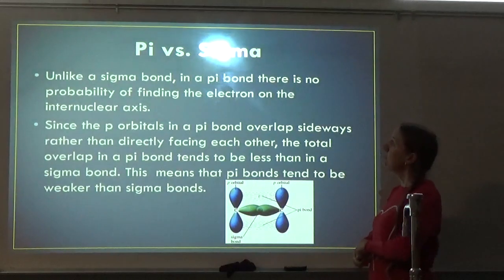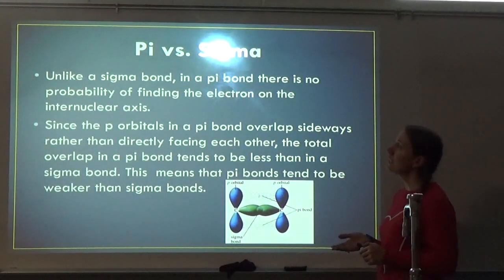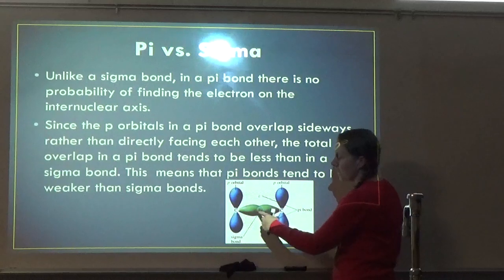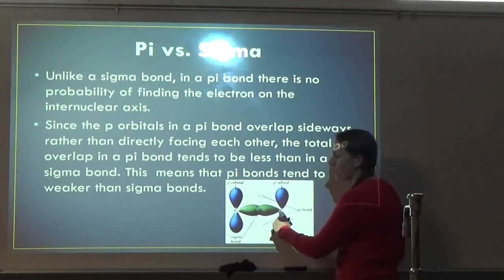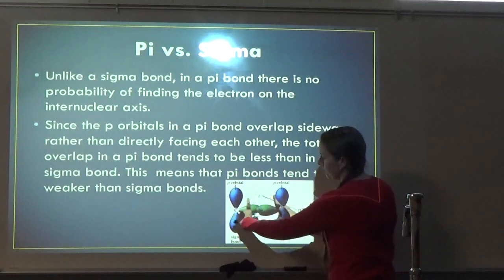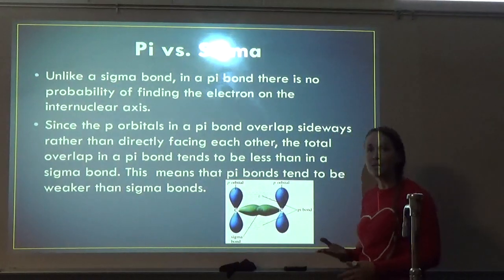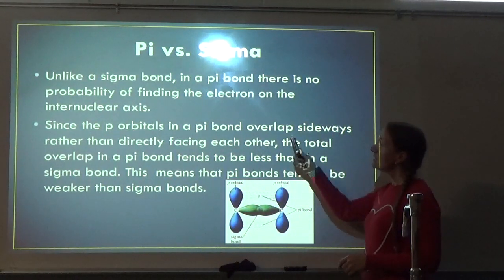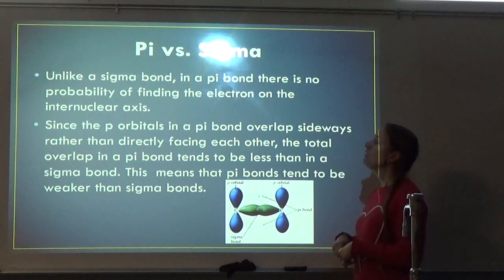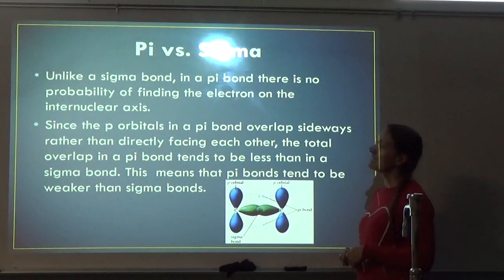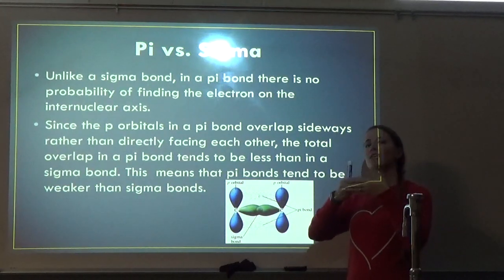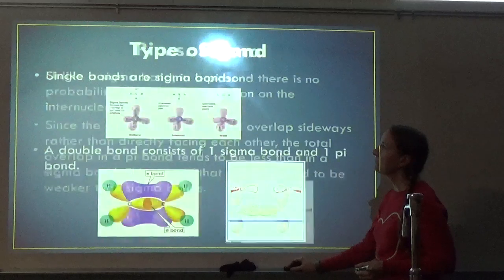Unlike a sigma bond, in a pi bond there is no probability of finding the electron on the internuclear axis. If this was a sigma bond, there is high probability the electron is going to be right there on that internuclear axis, which is just a line between the two nuclei. Whereas if these p's are overlapping, there's no chance the electrons can be on that internuclear axis. Since the p orbitals in a pi bond overlap sideways rather than directly facing each other, the total overlap in a pi bond tends to be less than in a sigma bond. This means that pi bonds tend to be weaker than sigma bonds. Sigma bonds can usually get more overlap than a pi bond can.